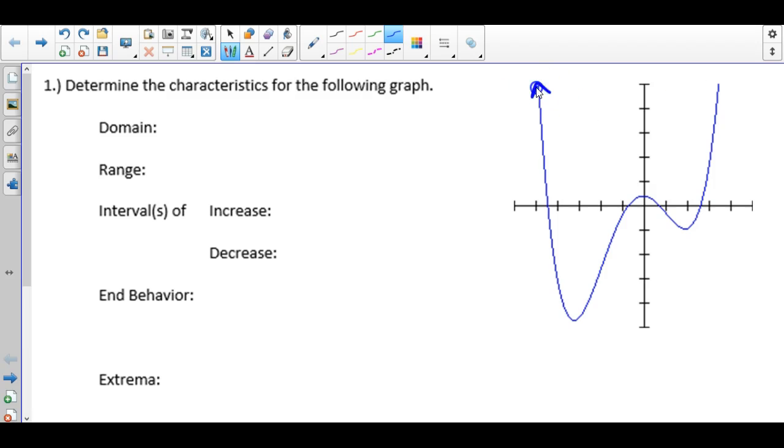So notice both these arrows are going to keep pointing to positive infinity. So that means that my function will keep going to the left and keep going to the right. Therefore, my domain is all real numbers, or you could also say negative infinity to positive infinity is the open interval.